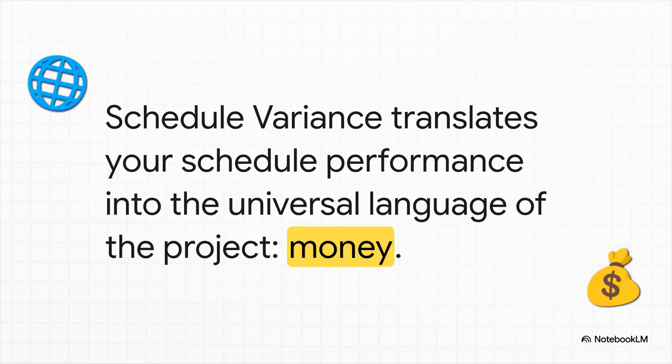And that right there is why schedule variance is so critical. It takes your progress, or lack of progress, on the timeline and translates it into the one language that every single person on a project understands: money. It's objective, it's integrated, and it's an early warning. What more could you want?